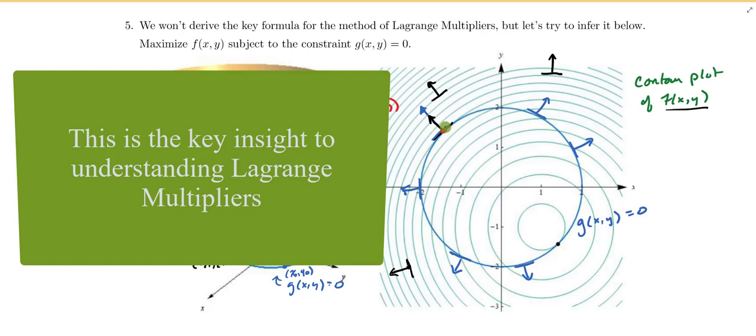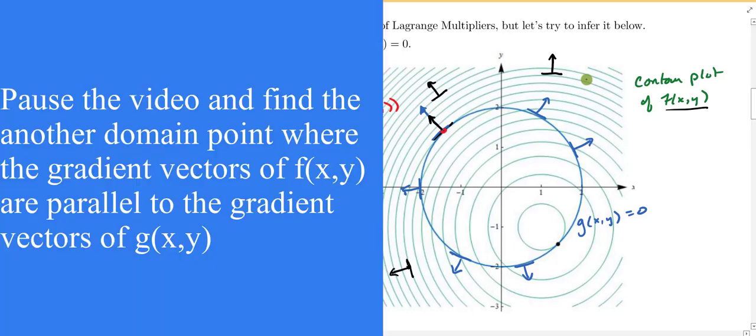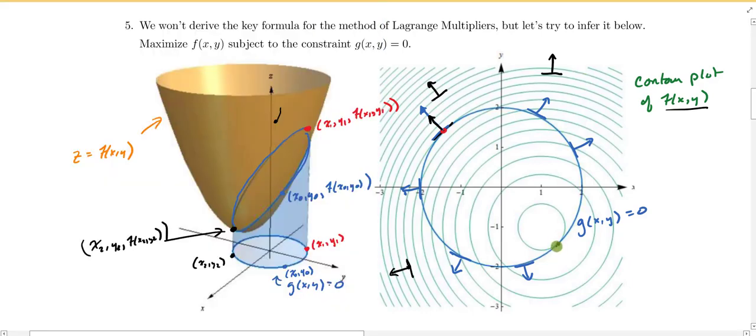And likewise, you can see that there's only one other place in this contour plot where the blue gradient vectors of our constraint curve are parallel to the black gradient vectors of our contour plot for our original f of xy. Where is that? So pause the video, find that other point where these two vectors are parallel to one another. And so hopefully we found that that point was right here.